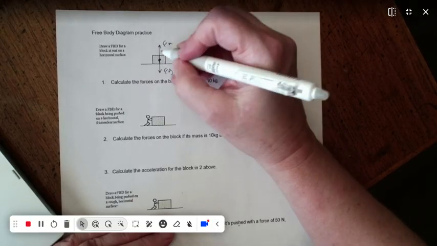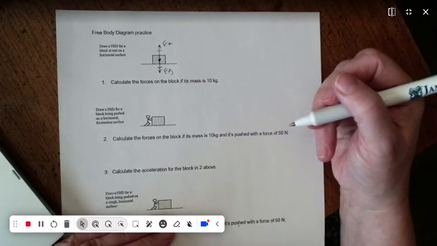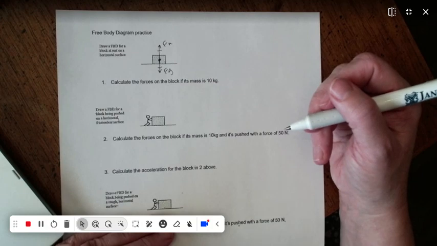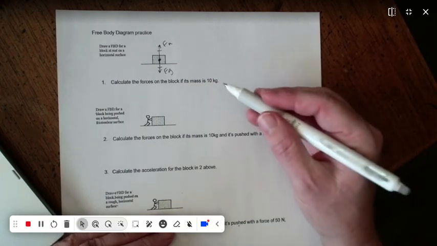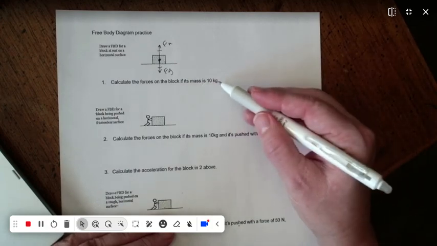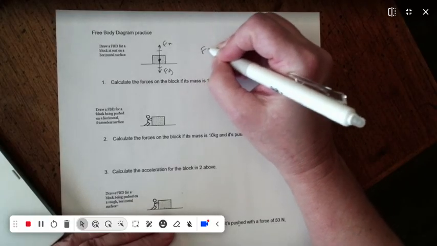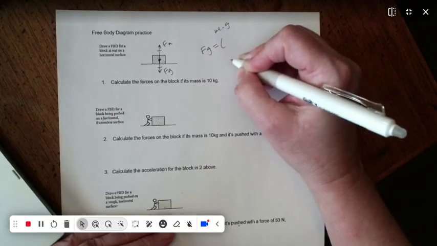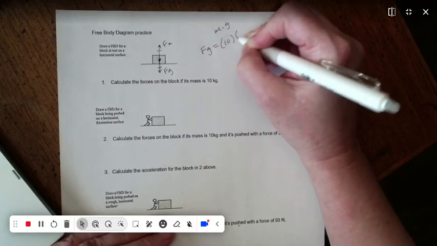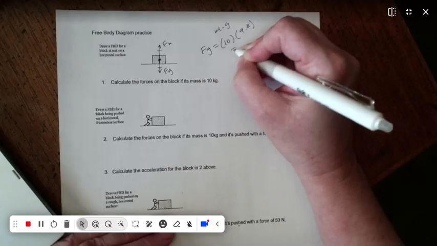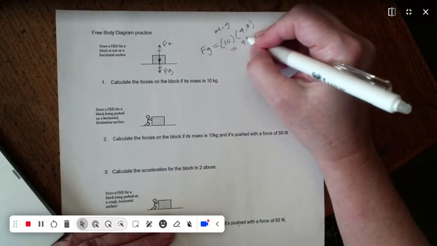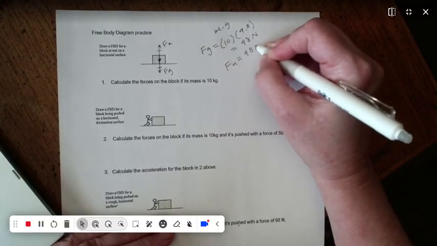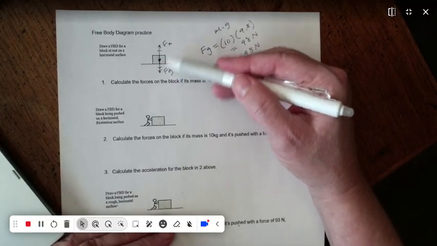If it is sitting here at rest, these two have the same magnitude, opposite directions. So this is a balanced force. Okay. Calculate the forces if the mass is 10 kilograms. So we could do force of gravity is, remember that's m times g. Okay, so 10 times 9.8 gives me 98 newtons. And then that's going to be the same value as my normal force because they're balanced.